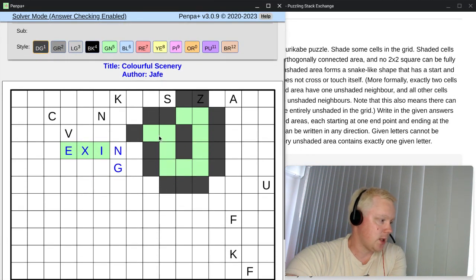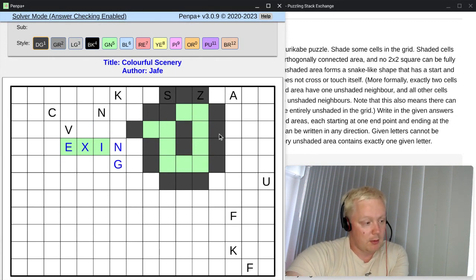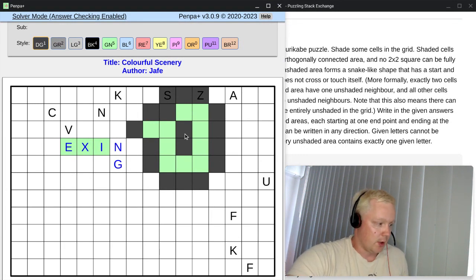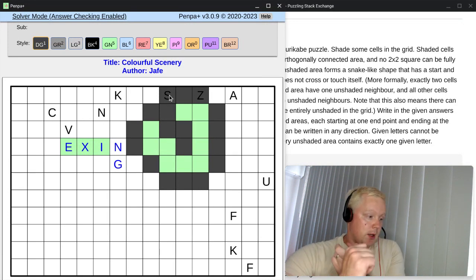What that means is these black cells must form one connected area. So this in fact would be illegal because these are not connected to the other black cells. All the black cells have to be one area that's orthogonally connected. Orthogonally means sharing this edge. So these are not connected, but these are. So something like this would be valid. These are now connected there.